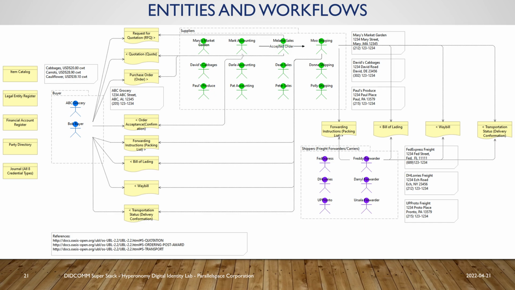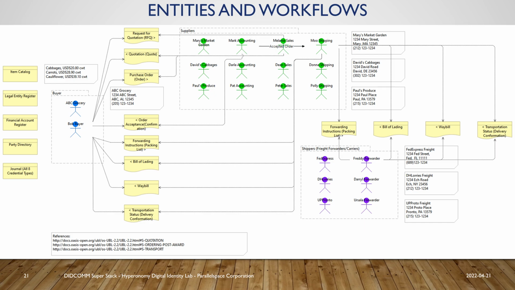So just to overview the demos. The demos are based on a scenario where ABC Grocery, on the left-hand side of this picture, wants to order some cabbages. And they want to send out a purchase requisition, a purchase order, to be specific, to 3 different suppliers: Mary's Market Garden, David's Cabbages, and Paul's Produce.